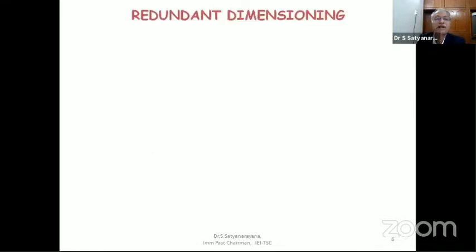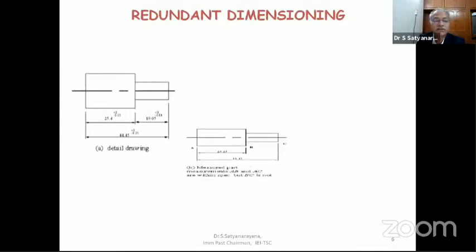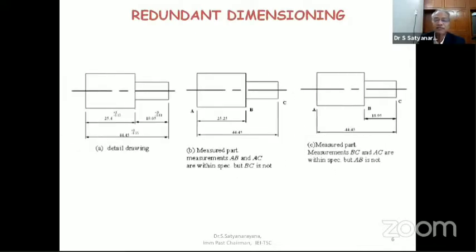And one more thing I see in many drawings is they give all 3 dimensions. This is 1 dimension, this is 1 dimension, this one. Any 2 dimensions are more than sufficient to define this entire geometry and to manufacture the component. If we give all three, what happens? Suppose the manufacturer takes this and this and manufactures the component, and the inspector, while inspecting, takes this and this, the component is rejected. So this is called redundant dimensioning. This kind of dimensioning is to be avoided.